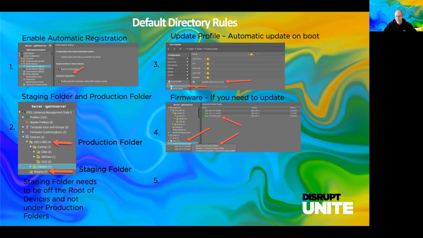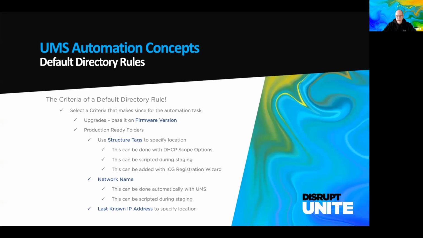So now that you have the requirements for a zero-touch update and ready for production automation sequence, let me dive just a little deeper on the actual default directory rule and what it's made of. A default directory rule is made up of criteria, and those criteria are things that need to be met so that we can perform an action sequence. I've highlighted some of the criteria that can be chosen and reasons I have used them in the past, like firmware versions to perform updates or last known IP for distinguishing a location.